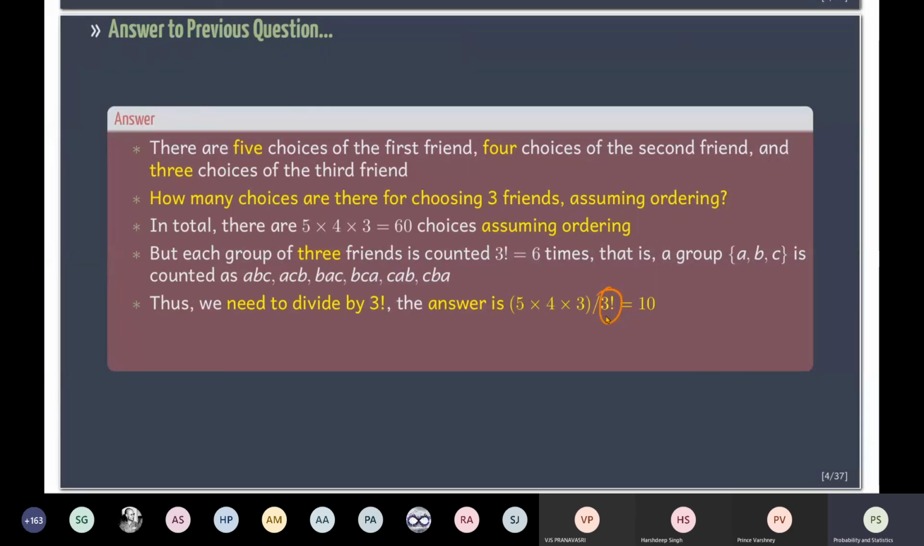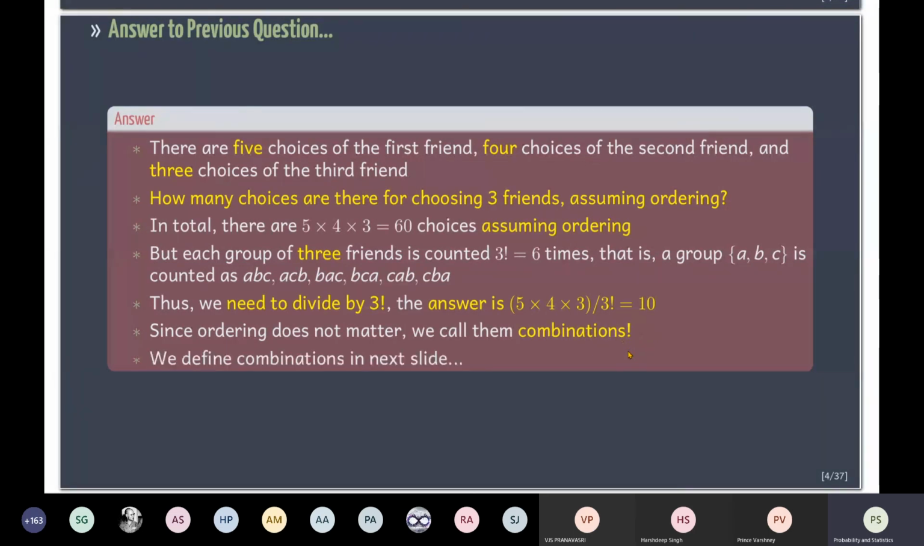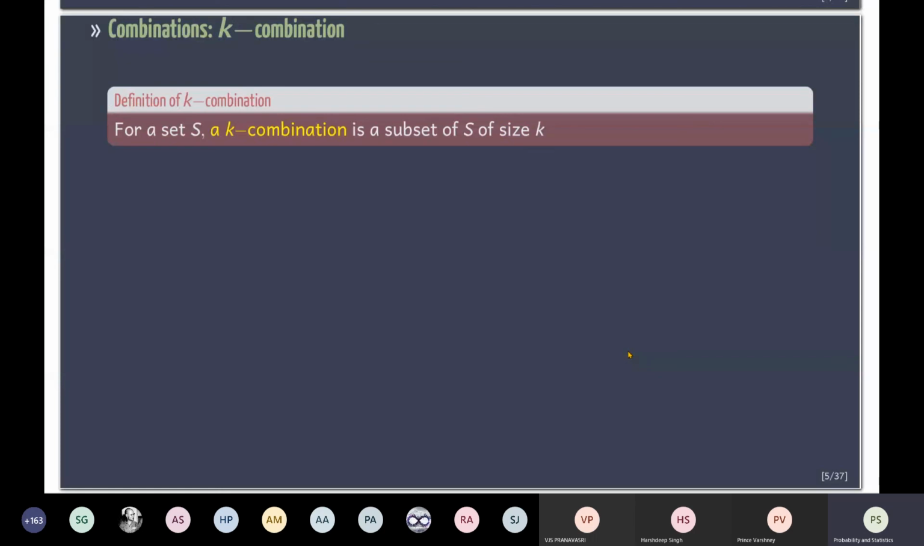Since ordering does not matter, we call them combinations. That's the difference between permutation and combination. In a permutation, ordering matters: a K permutation is a tuple where the ordering matters, and these are the tuples where ordering doesn't matter. We will formally define combination in the next slide. So this is the next slide.